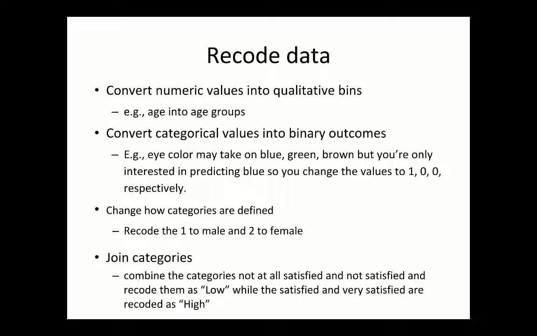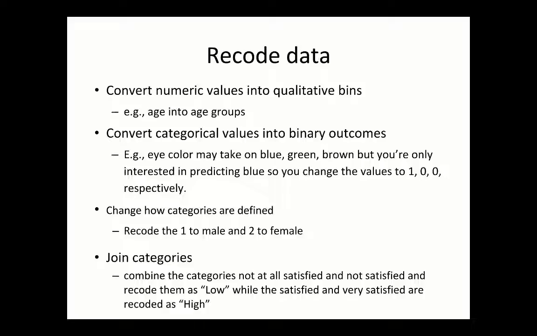Recoding may also be required when you convert categorical data into binary outcomes. For instance, if you have a column of eye color, you may want to know how many people had blue eyes. Therefore, you can recode the data for those with the blue eye color as a 1 and any other eye color as a 0. This will create a column of just zeros and ones, where 1 indicates blue eyes and 0 indicates non-blue eyes.